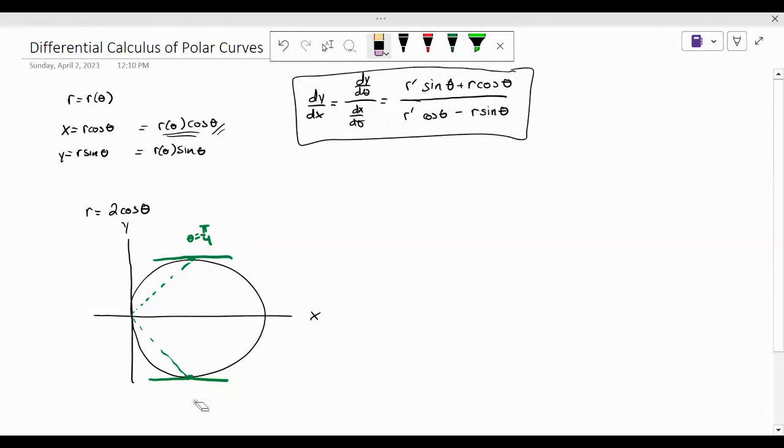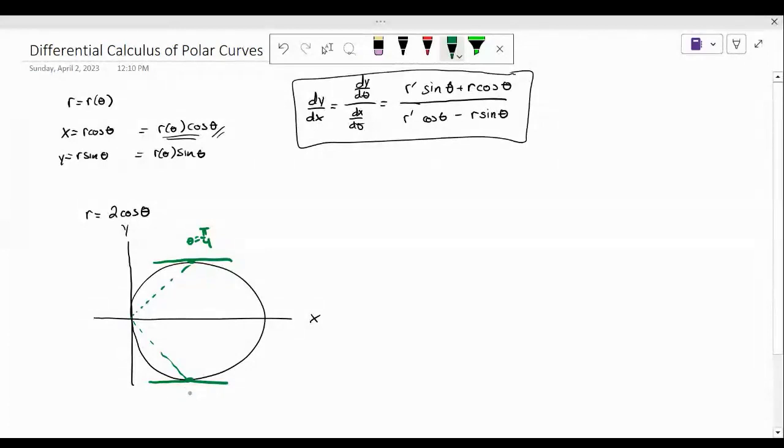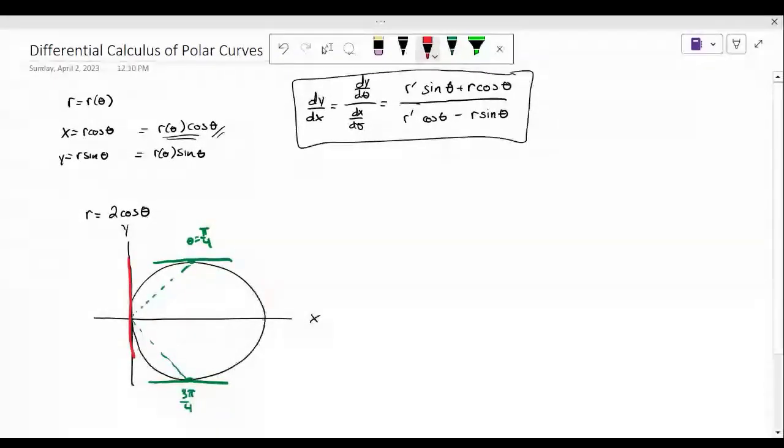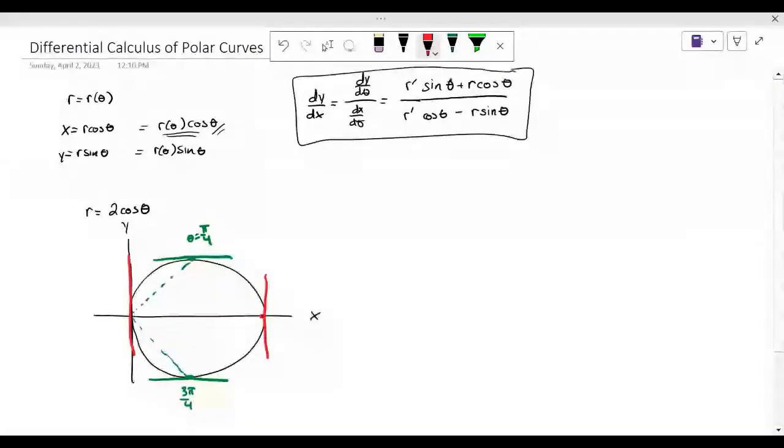Ooh, so, yeah. 3 pi over 4, believe it or not. First two units. And then we anticipate some vertical tangents as well, probably at 0 and pi. Okay. But we don't need to guess, right?